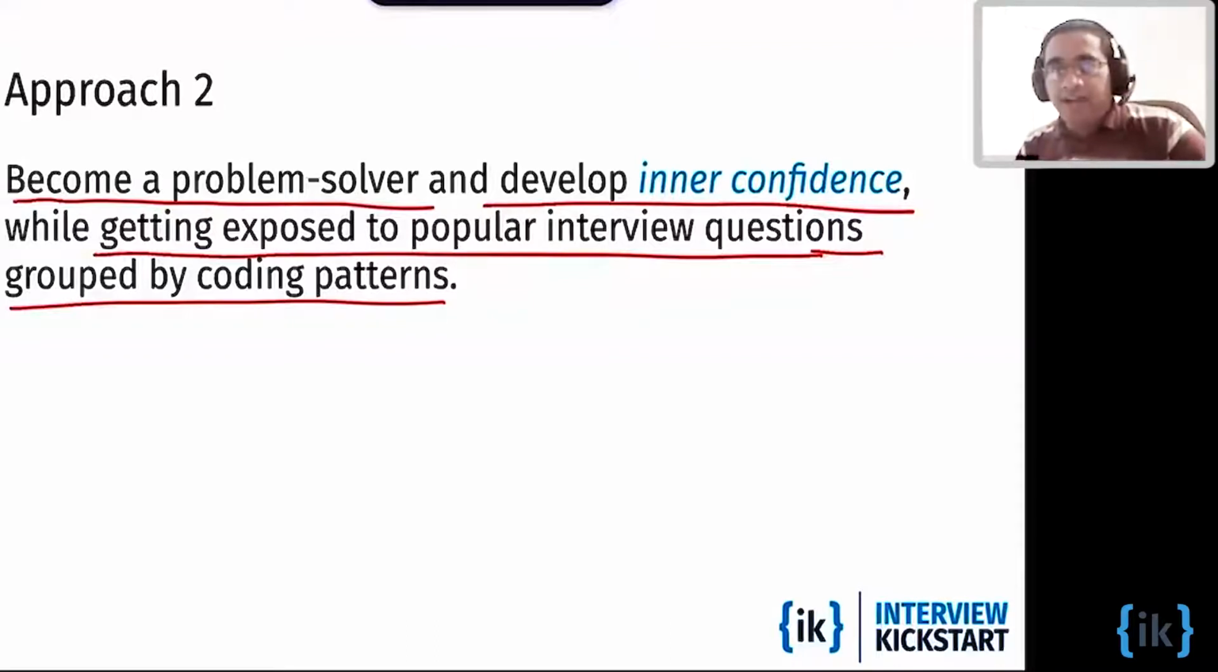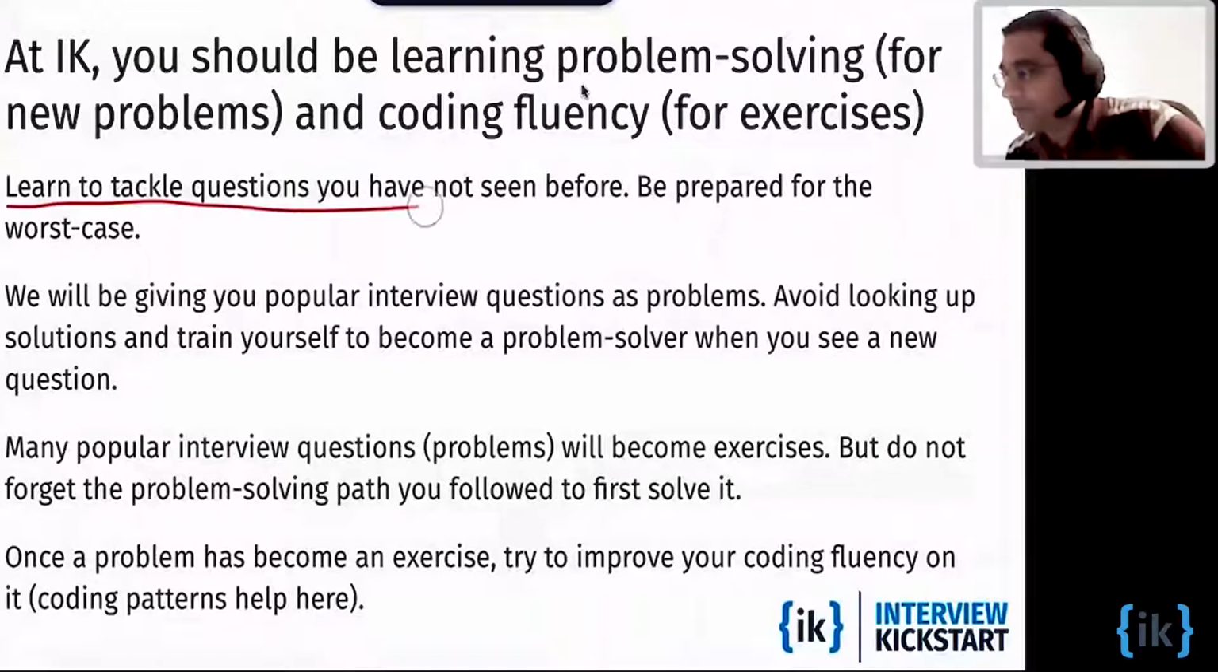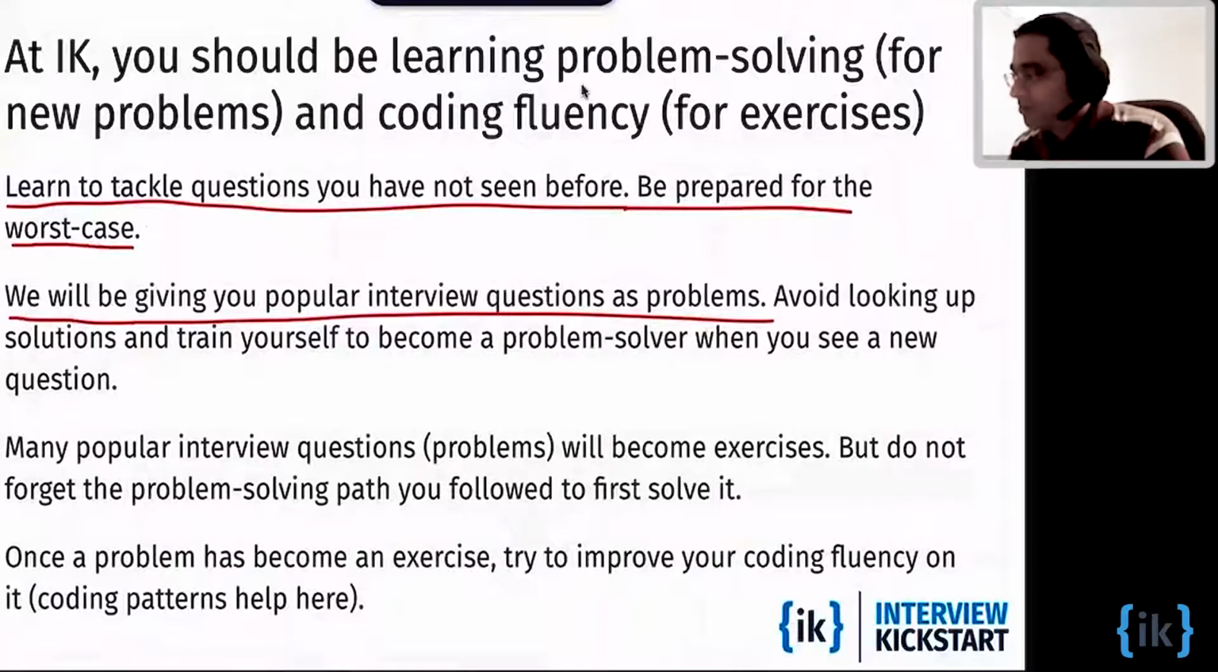So at IK, the first time you're given a problem, you should approach it like a problem solver, which means spend as much time investigating as possible, right? Because if we don't prepare ourselves in this way, then we are not preparing for the worst case. We are likely to have a brain freeze in the interview. So even if we give you popular interview questions as problems, avoid looking up their solutions.